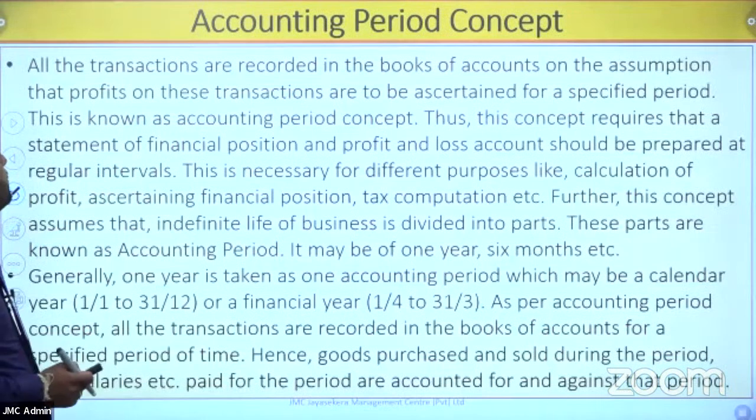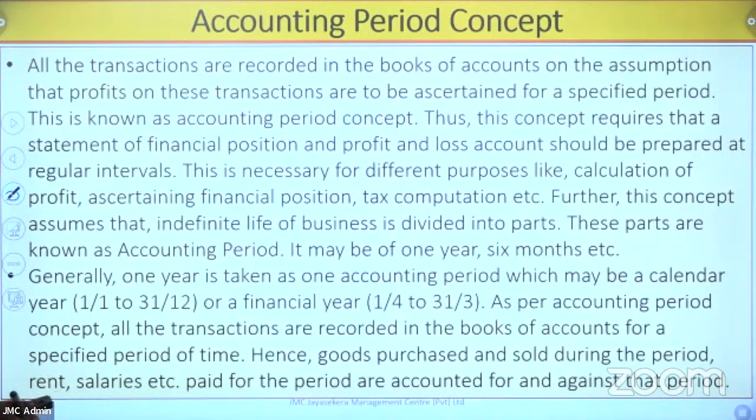All the transactions are recorded in the books of accounts on the assumption that profits on these transactions are to be ascertained for a specific period. This is known as the accounting period concept. This concept requires that a statement of financial position and profit or loss account should be prepared at regular intervals.